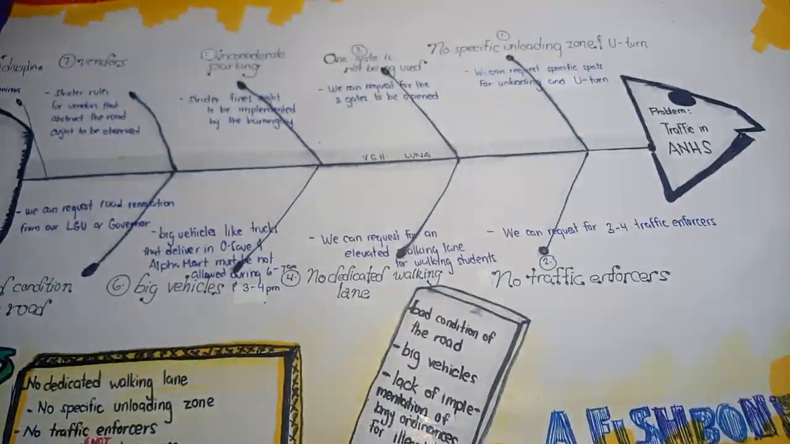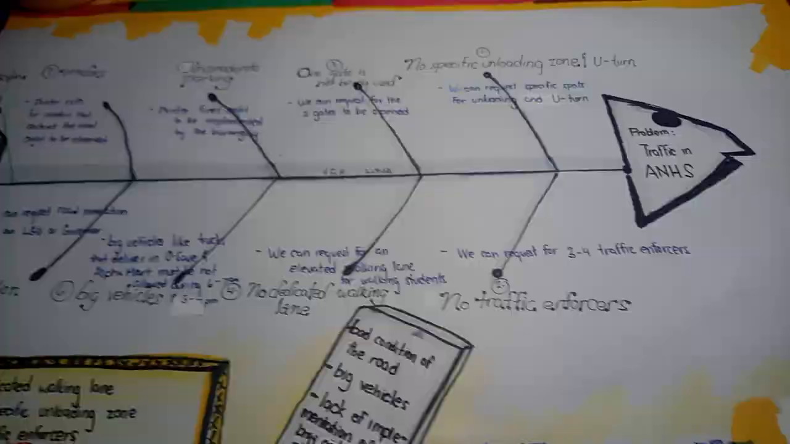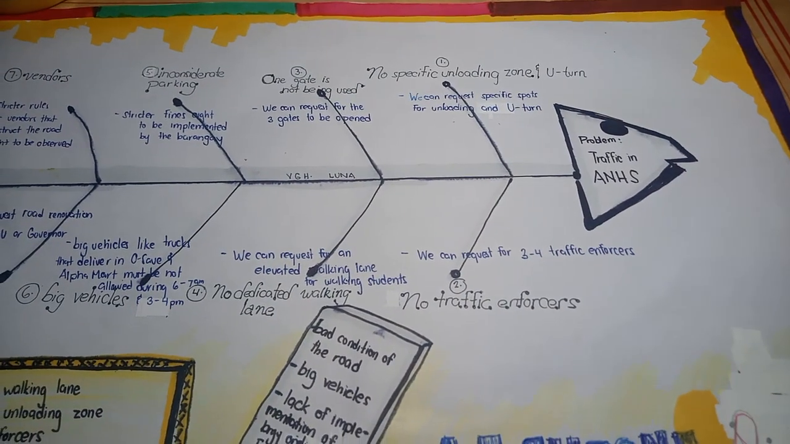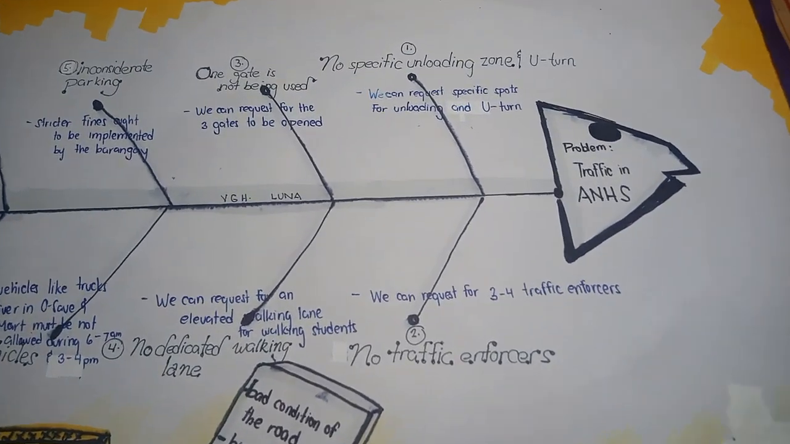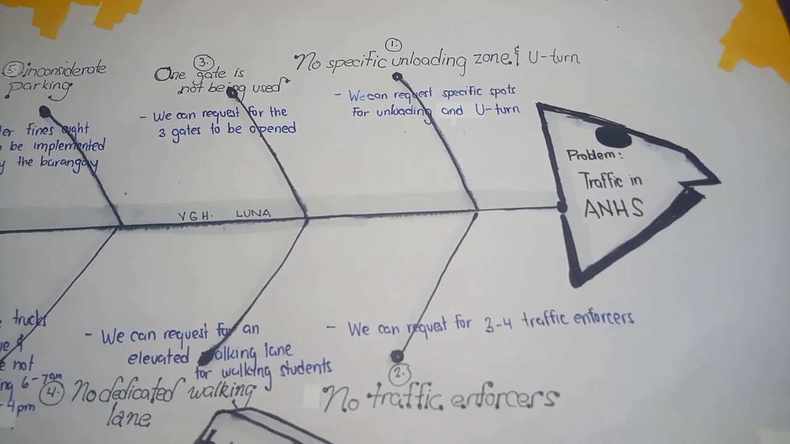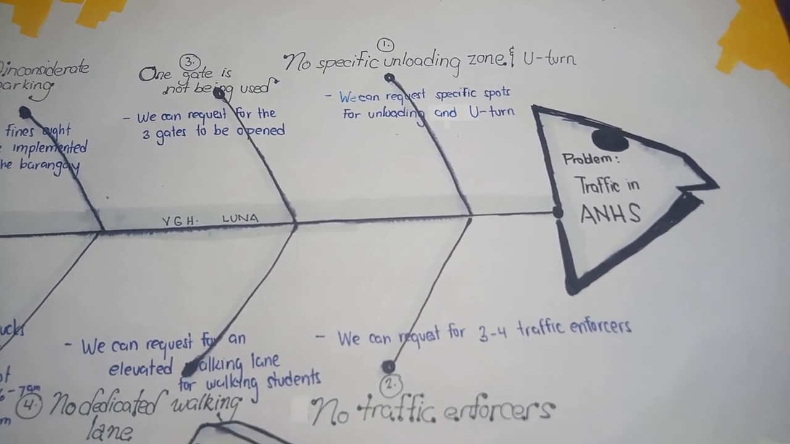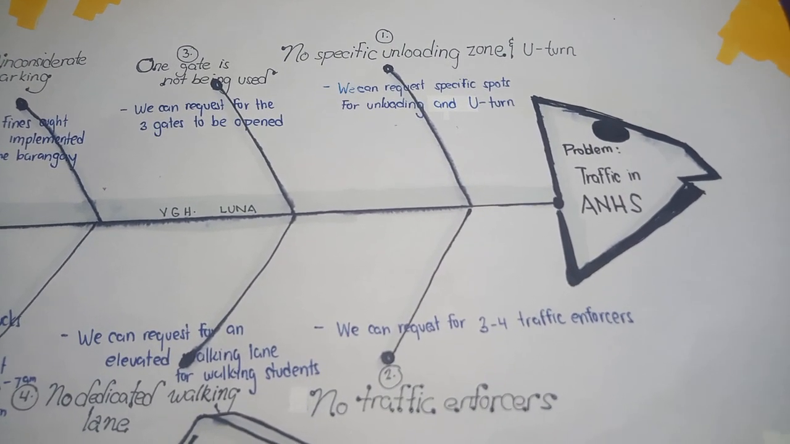All right, so in a fishbone diagram, again we have the cause, and then we will suggest solutions. Example, no specific unloading zone or U-turn. Well, the suggestion could be we can request specific spots for unloading and U-turn.